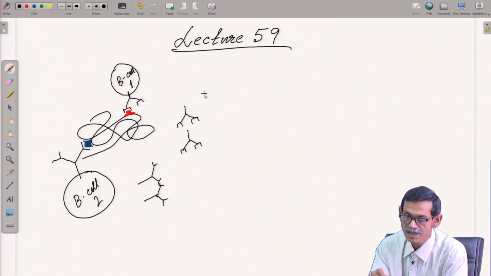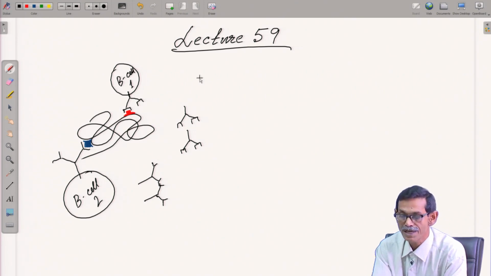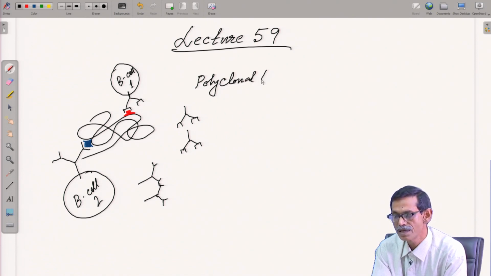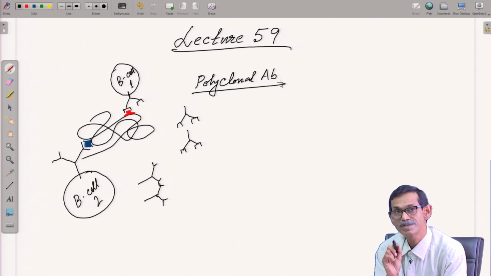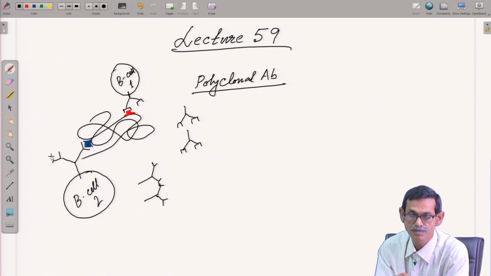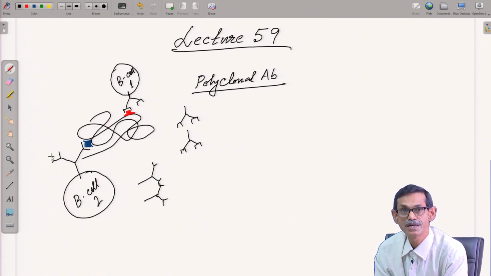So, in serum we will get the pool of antibody which comes from multiple B cells. This mixture is called polyclonal antibody. This is going to make polyclonal antibody. But now assume there is only one epitope, suppose this blue is not there, only red is there.